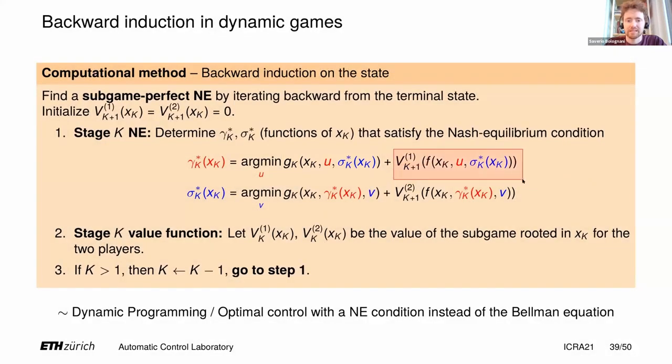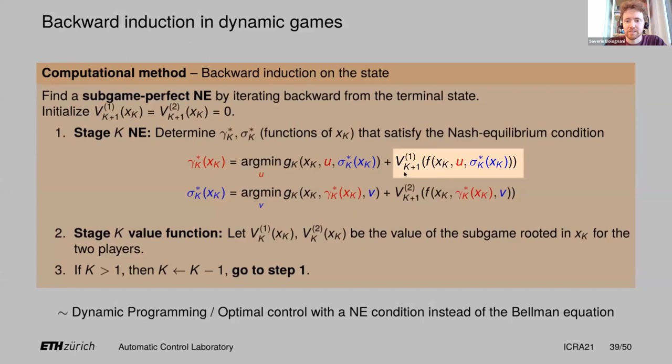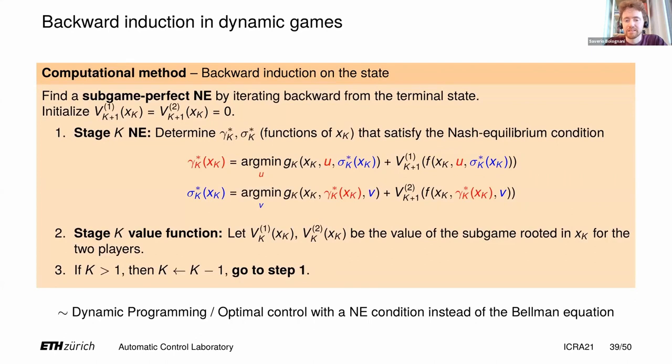And the next stage is going to be a value function not in the current state, but in the states where I have xk plus 1, which, using the update equation, is a function of the current state and the inputs. Again, this is a best response kind of condition. This gamma star is optimal when player 2 plays sigma star. Sigma star is optimal when player 1 plays gamma star.